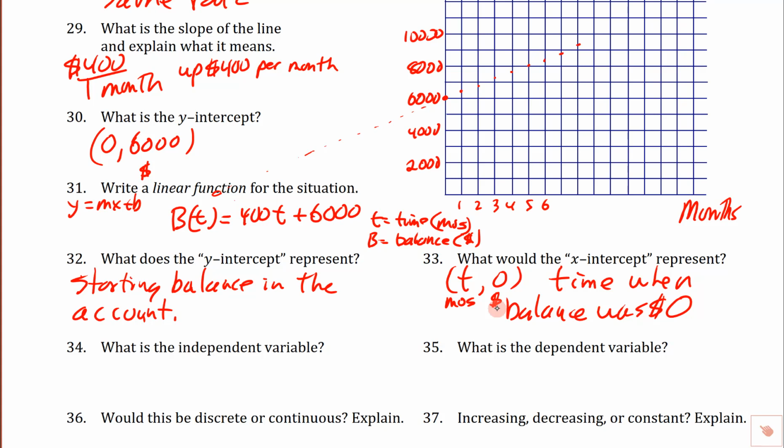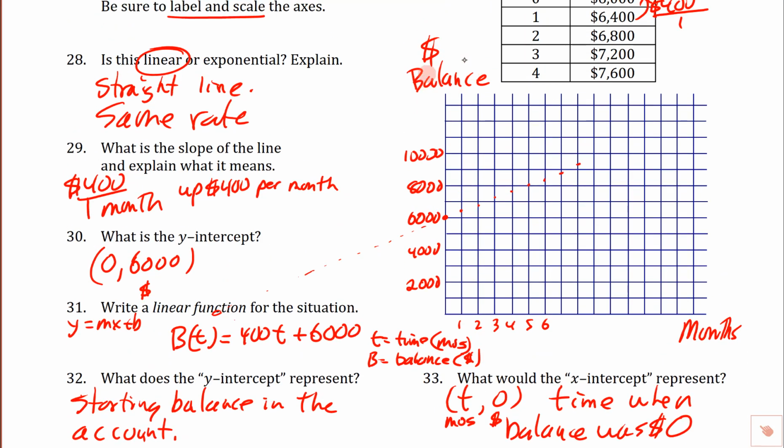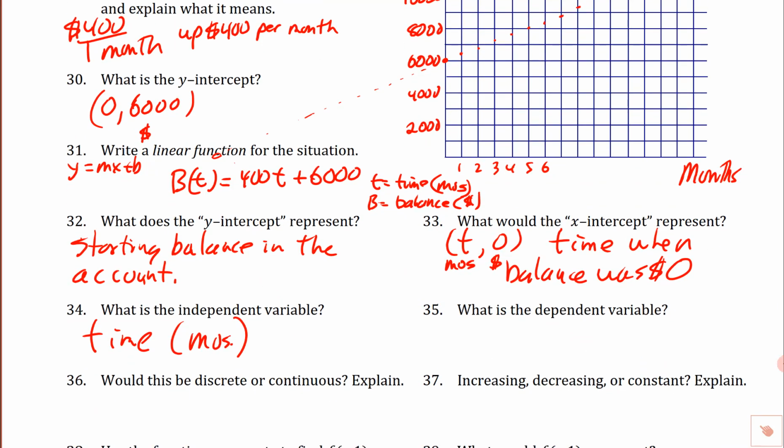What is the independent variable? Remember, the independent variable is always going to be the horizontal one. It's going to be the x-axis or the equivalent. So we're going to put time. In other words, that's the months. Okay, whoops. Months. That's an abbreviation for months. And then what's the dependent variable? Dependent variable, of course, is going to be the amount in the account or the balance.